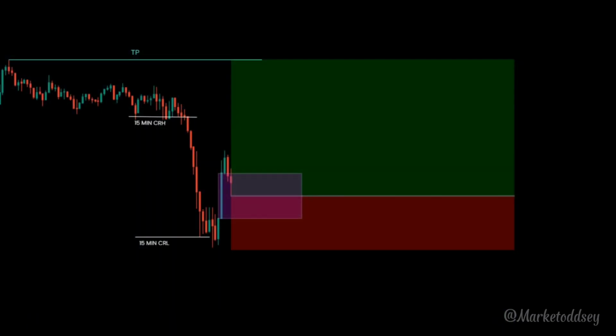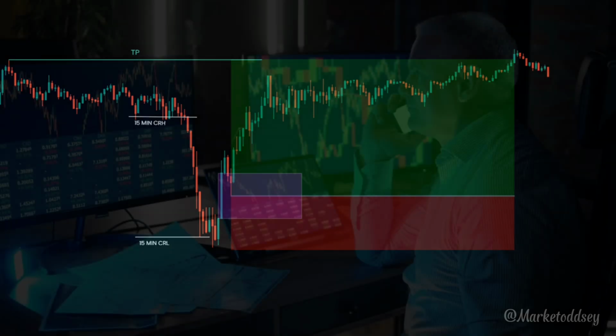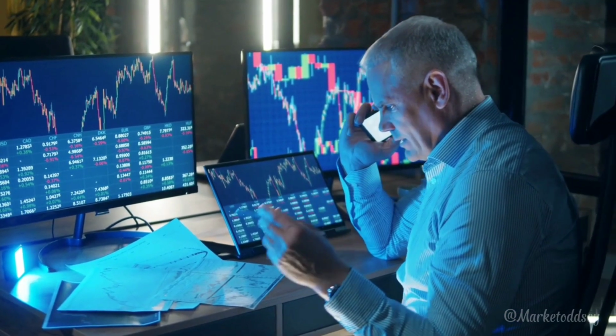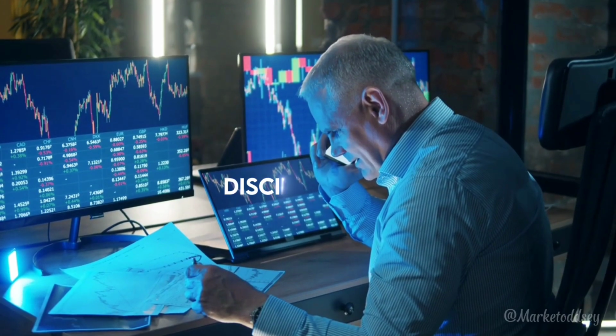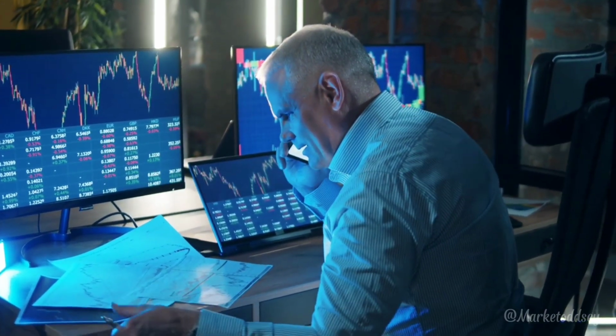Candle range theory isn't a magic crystal ball, it's a framework to understand market psychology. By focusing on how prices move between key levels, you'll start seeing opportunities others miss. Remember, even the pros lose trades. What matters is consistency, discipline, and continuous learning.